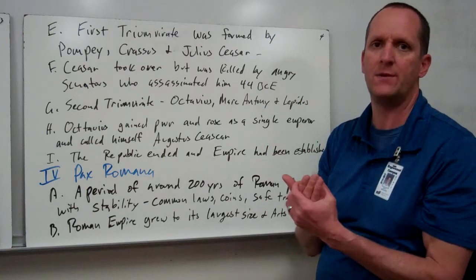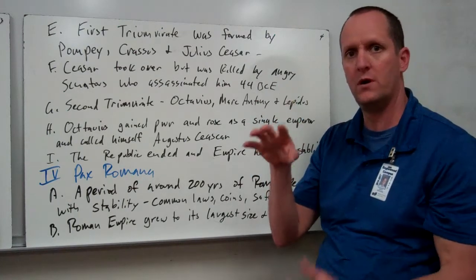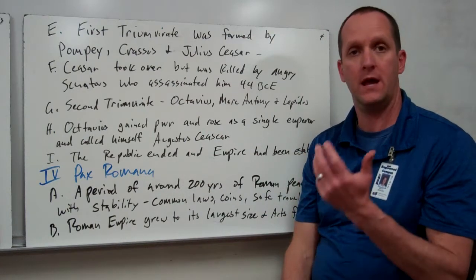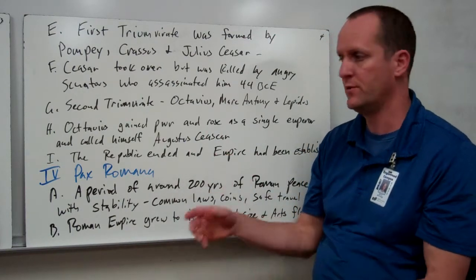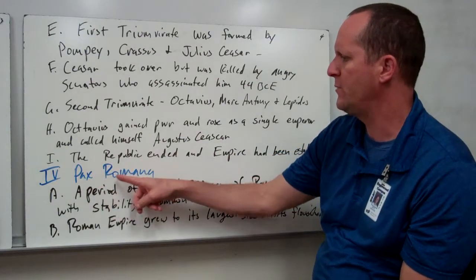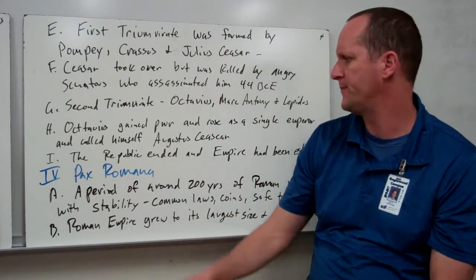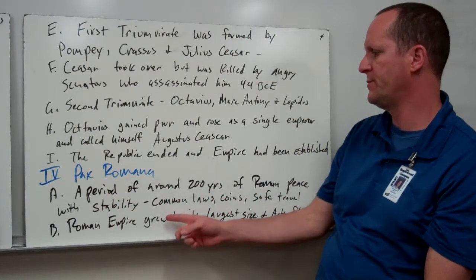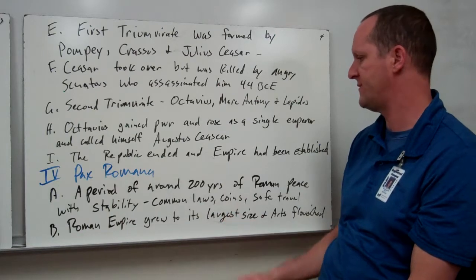And when the empire was established, then there was one ruler. The Senate didn't rule anymore. It was more like a dictatorship, and the emperor won. He was the ruler. This time period was known as Pax Romana, a period of around 200 years of Roman peace with stability, common laws, coins, and safe travel.